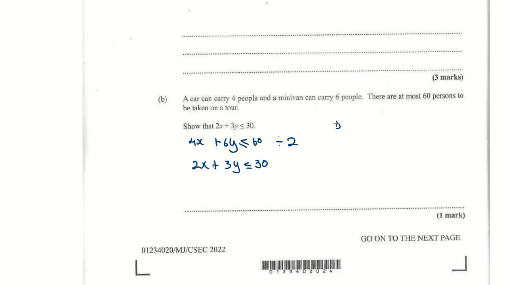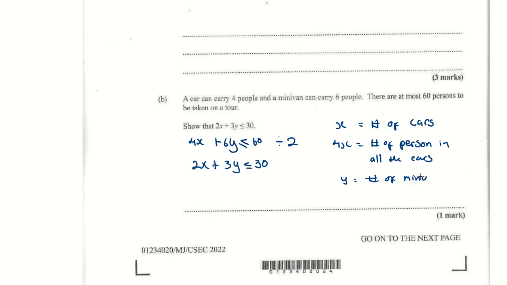Again, x is equal to the number of cars, right? So 4x would be the number of persons in all the cars. And same thing for y. y is equal to the number of minivans, so 6y would be the number of persons in all the minivans.